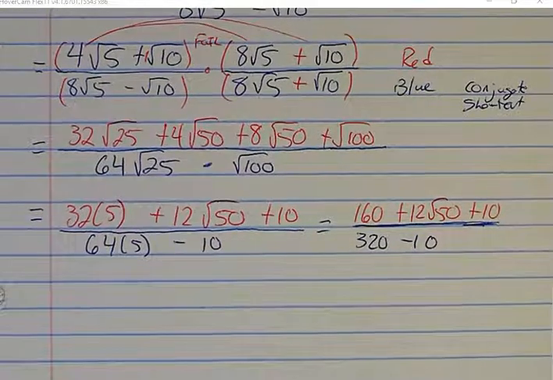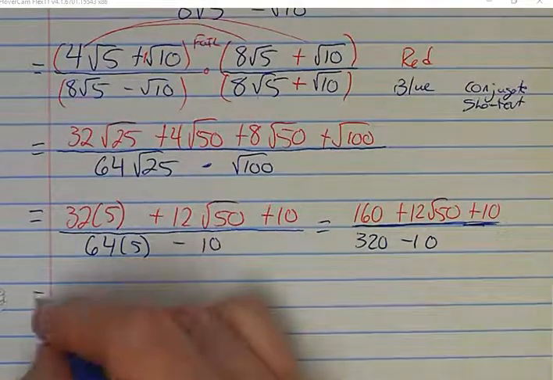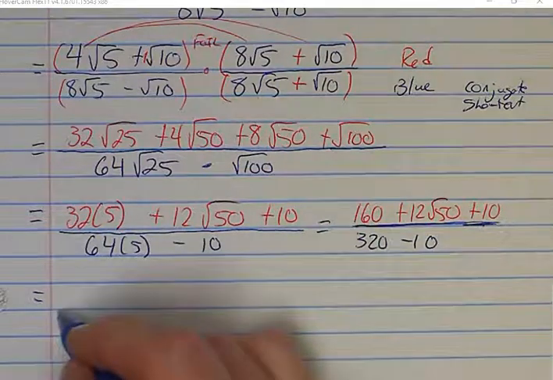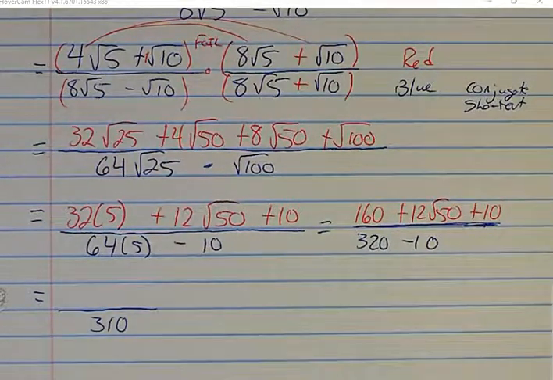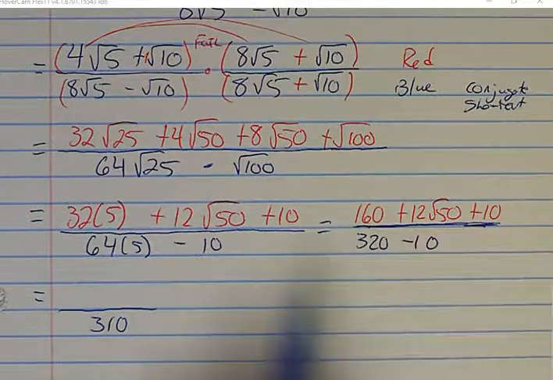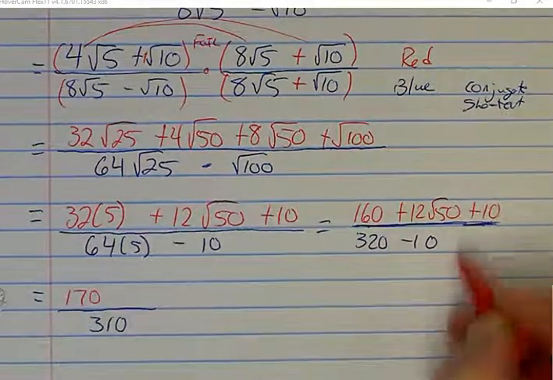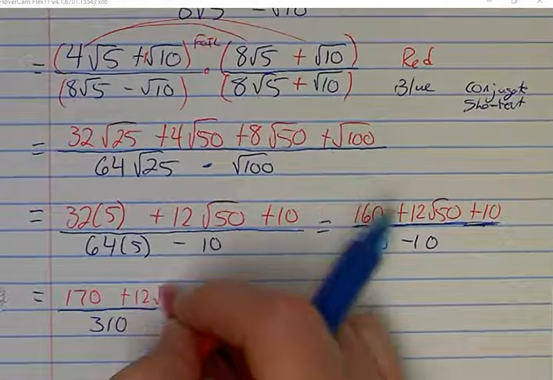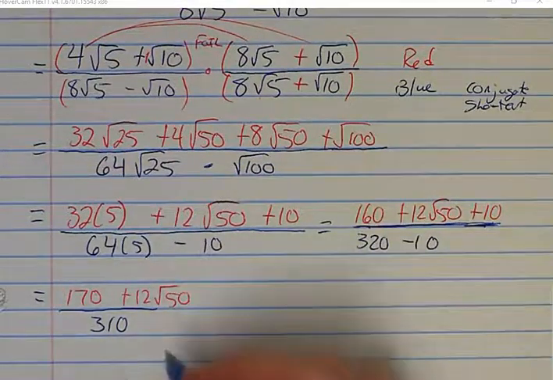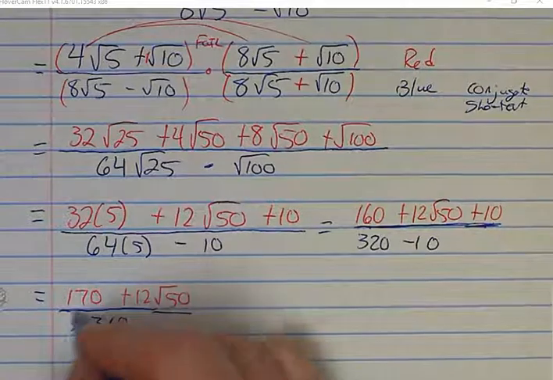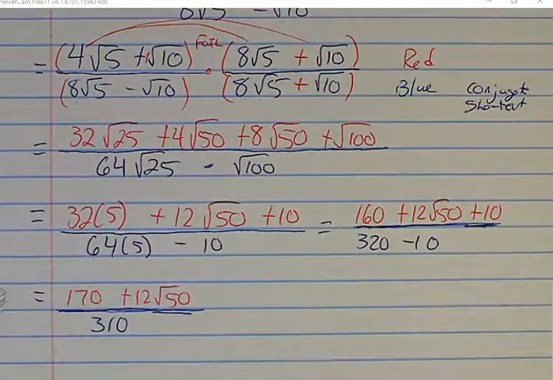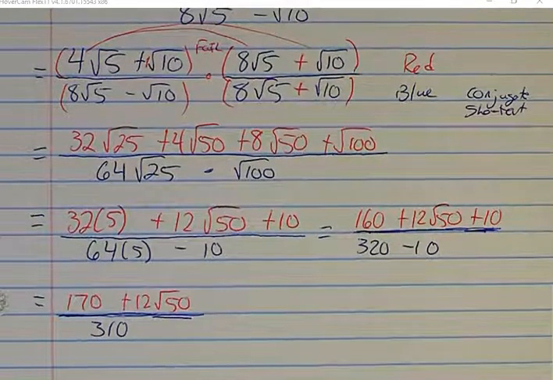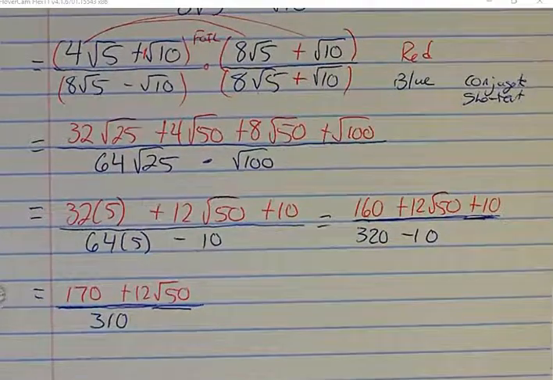And again, not all the problems are this long. We picked this one because it's the longest one out here. Bottom part, 320 minus 10, that's 310. Top part, you've got 160 plus 10, that's 170. And you've still got the 12 square root of 50 hanging out behind it there. We need to separate these into 2 separate fractions because we've got the one number on the bottom. But there is one little bit more we've got to do.